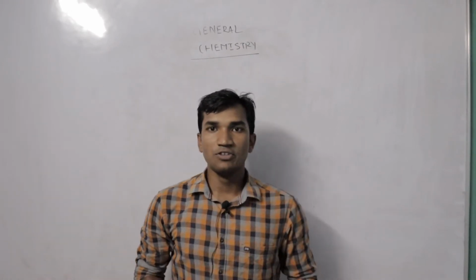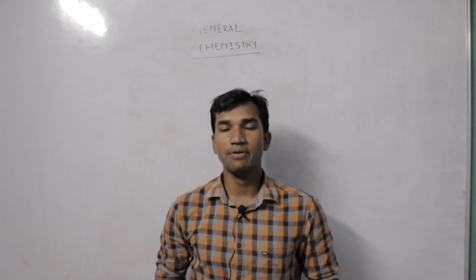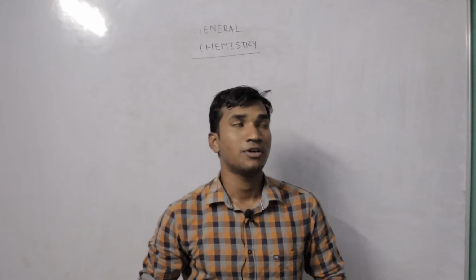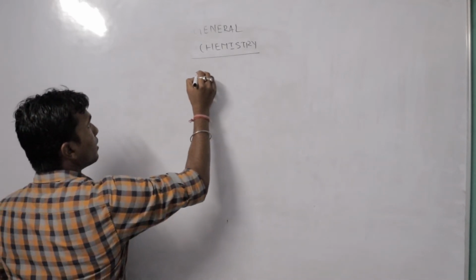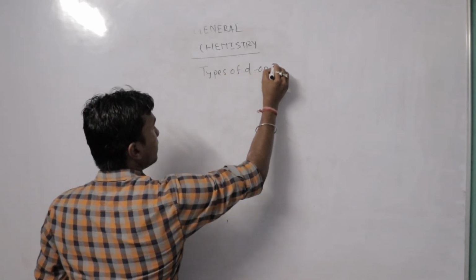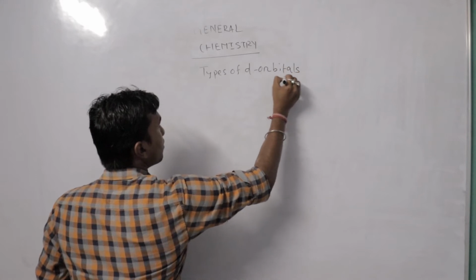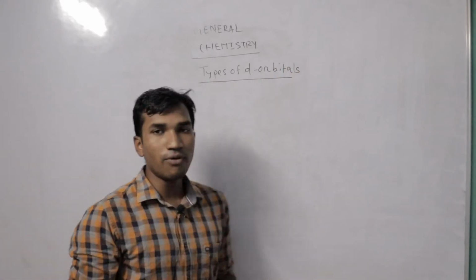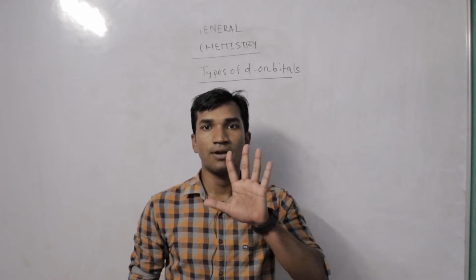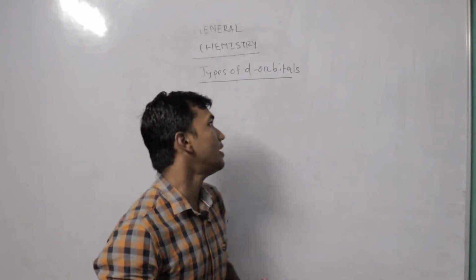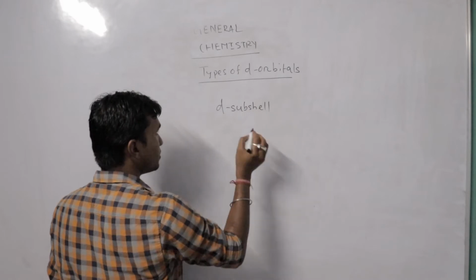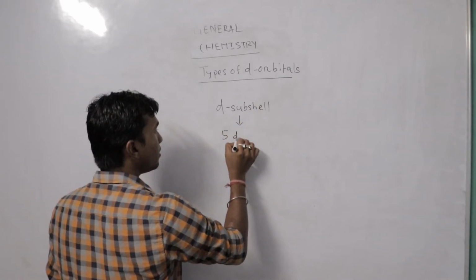Okay, in the previous class, what did we discuss? We discussed various topics in general inorganic chemistry, like shapes of d orbitals. Now we will discuss types of d orbitals. Generally, we know that we consider 5 d orbitals in a d subshell. When you talk about the d subshell, we know that it contains 5 d orbitals.